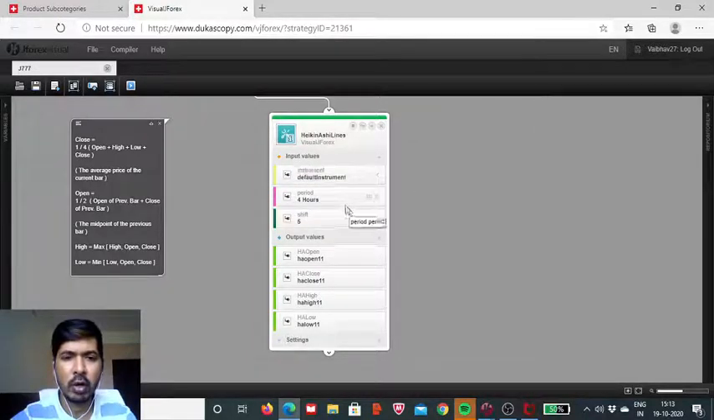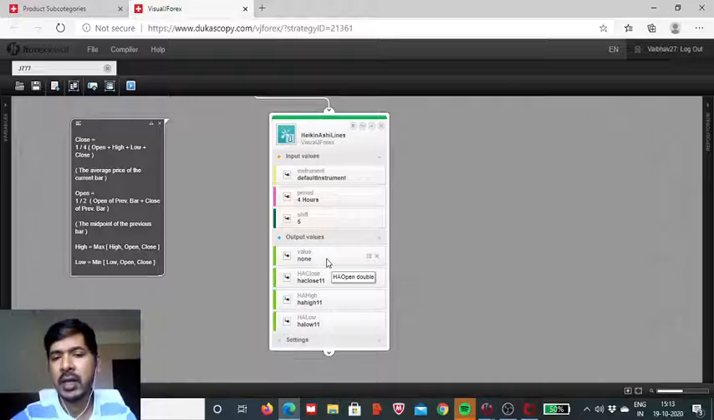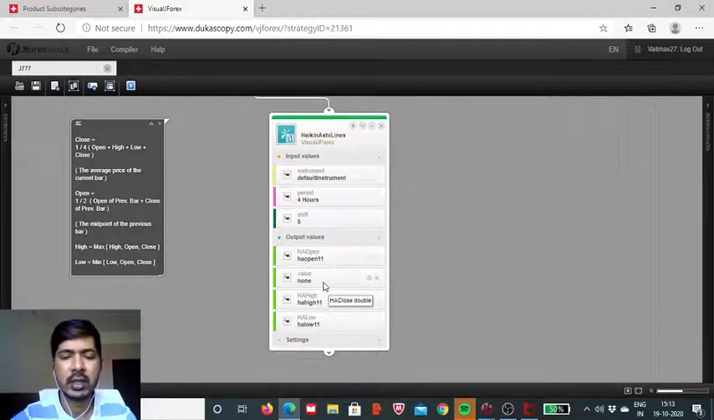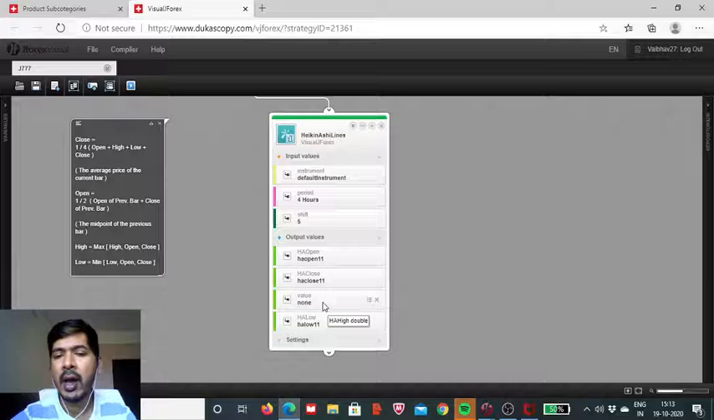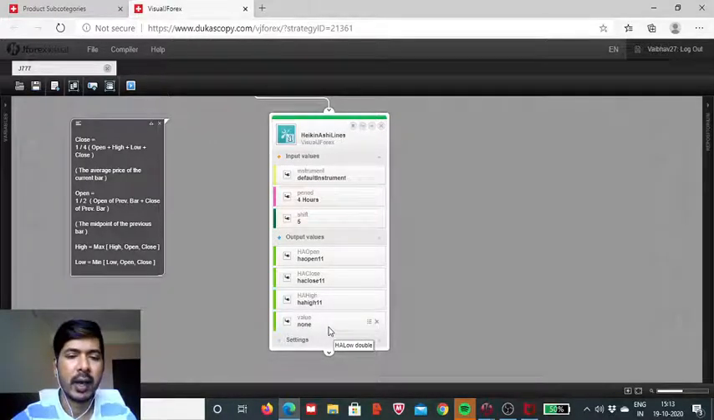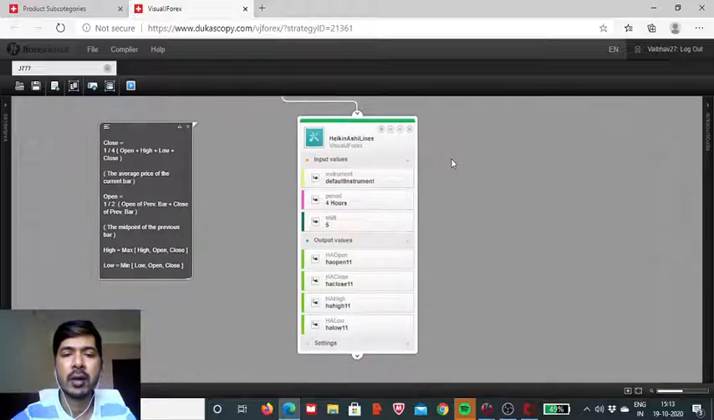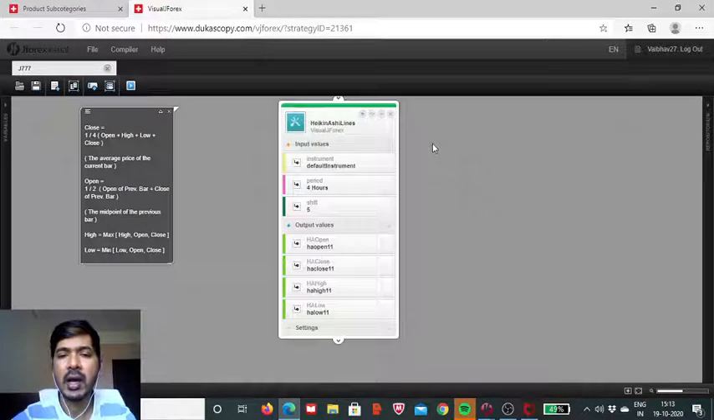Now, depending on these input parameters, we get this output value: the HA, Heikin Ashi open value, Heikin Ashi close value, Heikin Ashi high value, and Heikin Ashi low value. And by joining these dots, we get the Heikin Ashi lines.